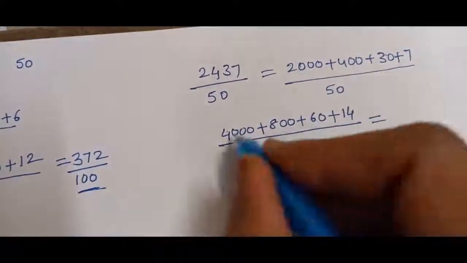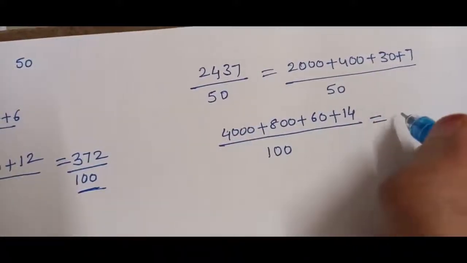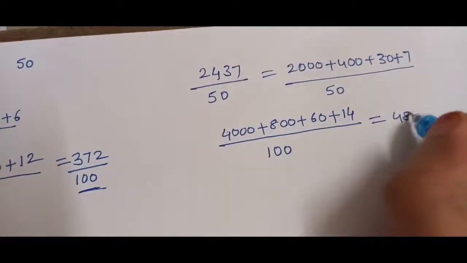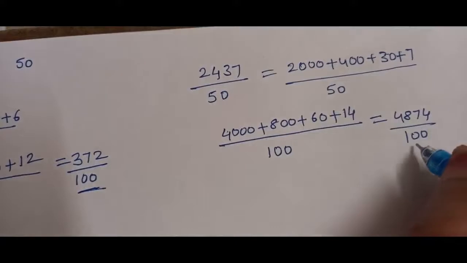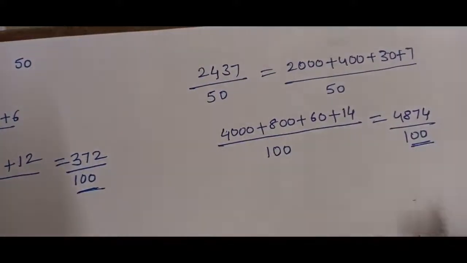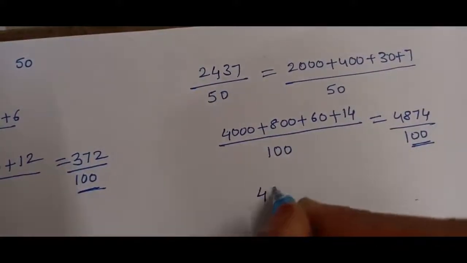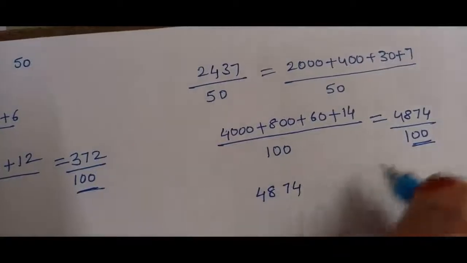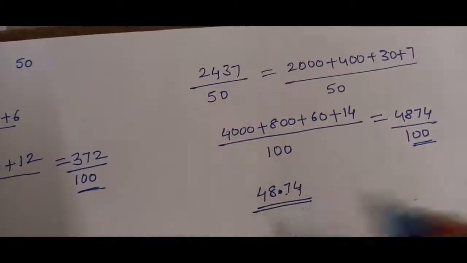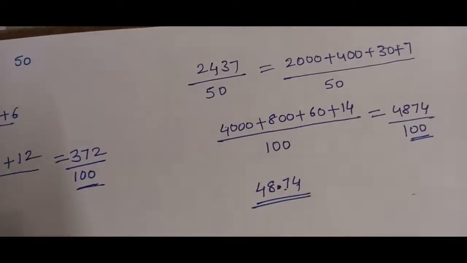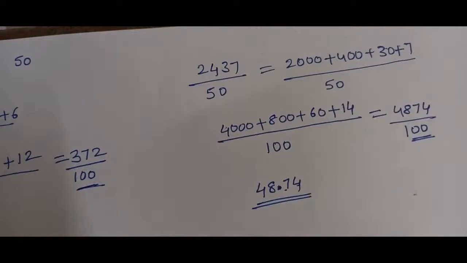So add this, we'll get 4874, right, by 100. So denominator is 100, so keep the decimal point after two digits from the right side. So 1, 2, keep it here. So the answer is 48.74. See friends, if you know doubling and halving, we can do calculations very fast.